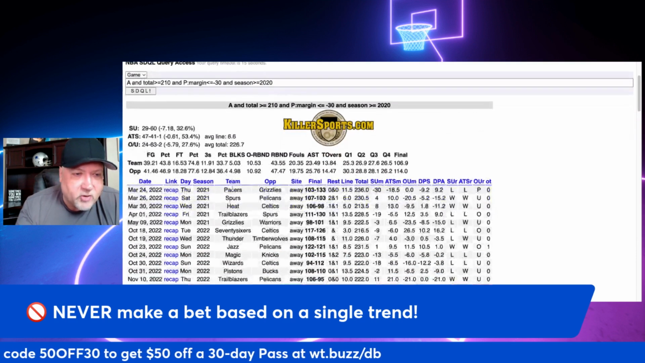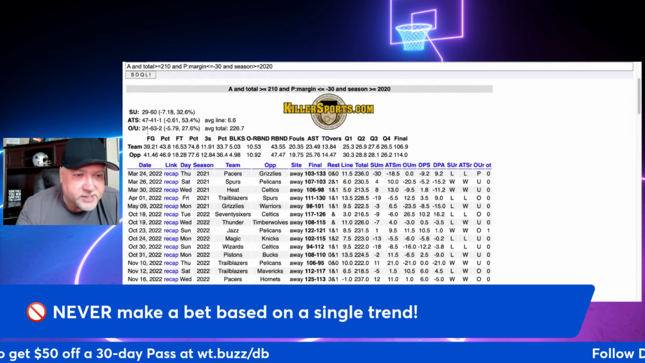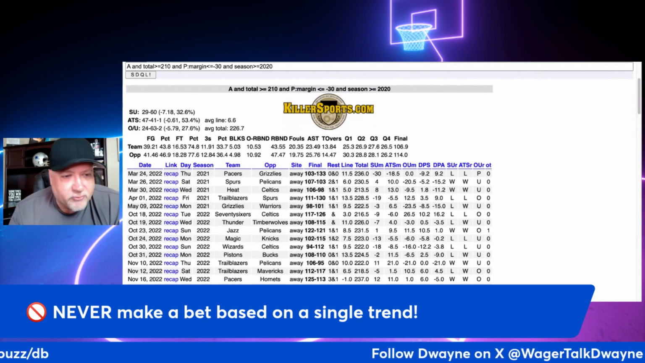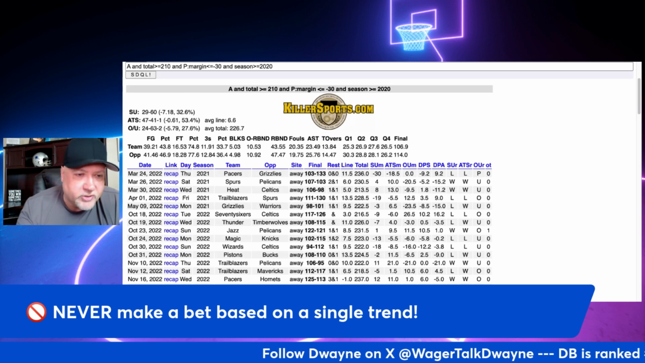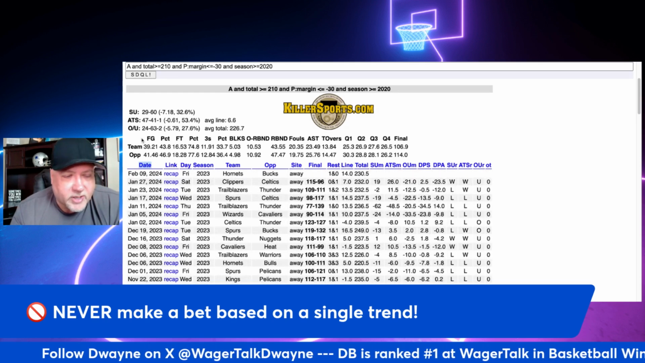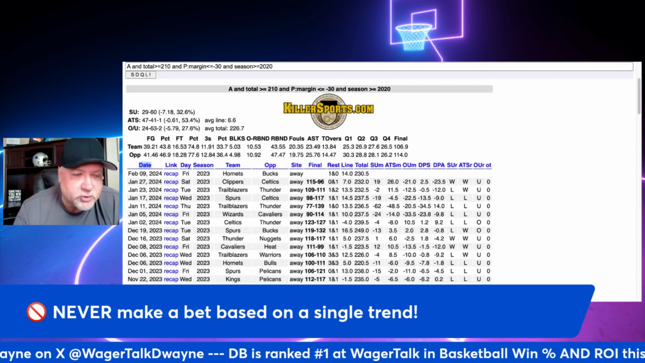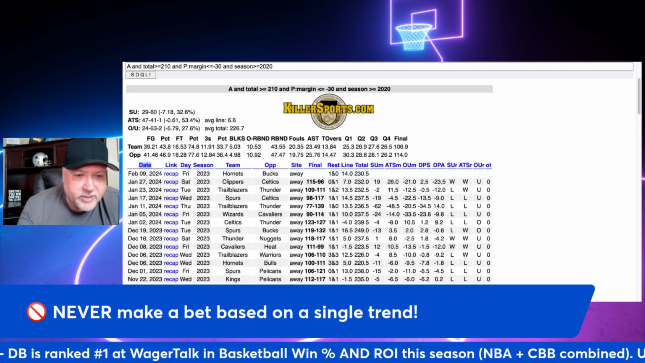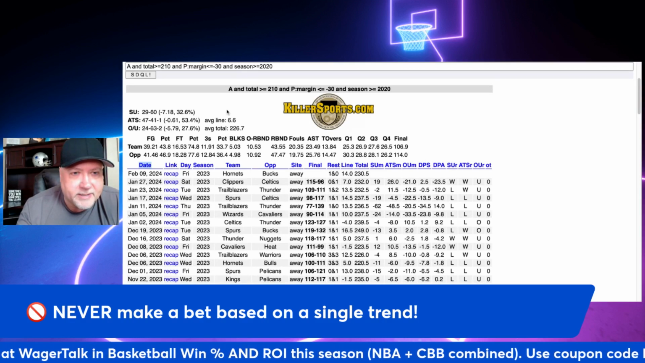And you can see here the over-under is 24, 63, and 2. 24 overs, 63 unders, and 2 pushes. So that is an under angle there at 72.4% to the under. And it's recommending the under in the Hornets-Bucks game tonight.